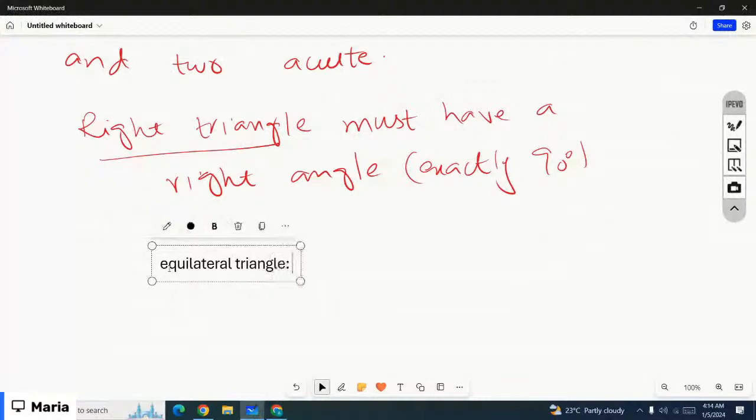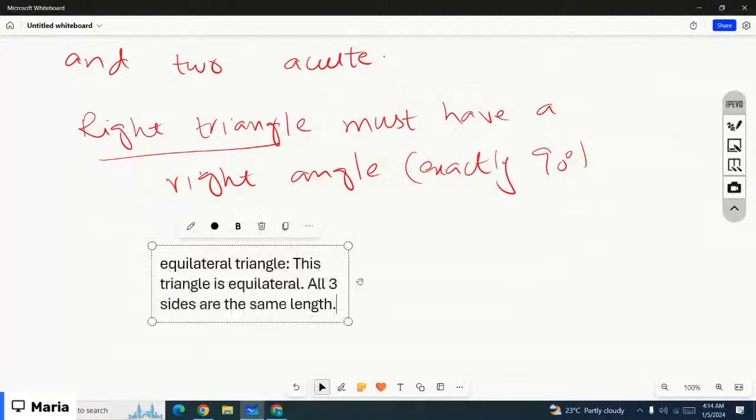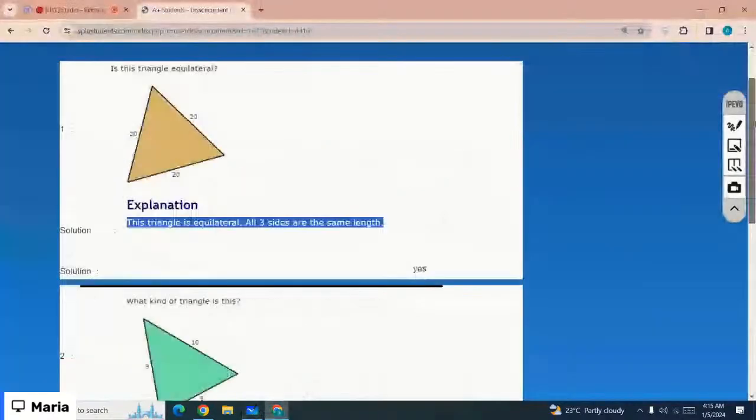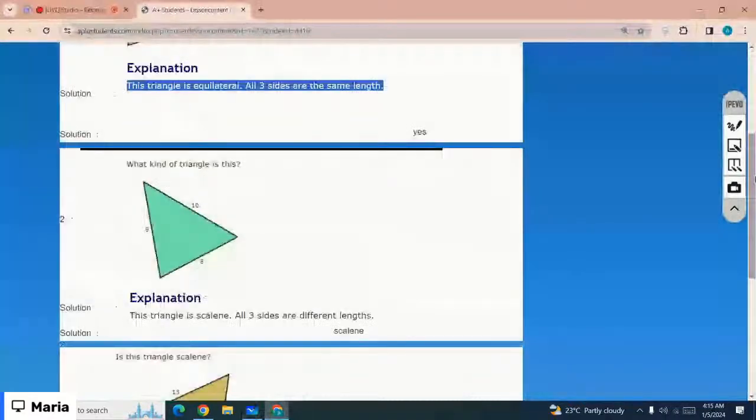You can note down the definition of the equilateral triangle, that is, this triangle is equilateral if all three sides are the same length. Got it? That is the definition of the equilateral triangle. Okay, then the other one, just look at the other example. What kind of triangle is it?